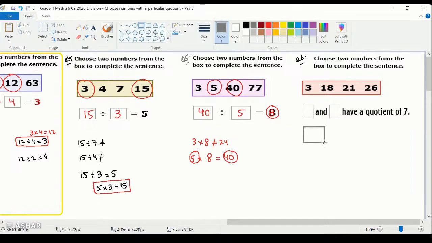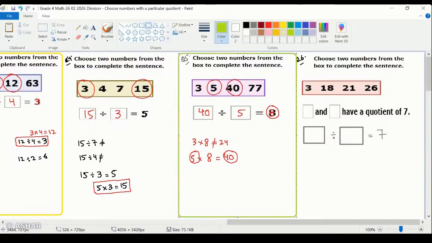This number, the first number, divided by the second number should be equal to 7. These two statements are exactly the same statements, right? So let's try doing the question. We have the numbers 3, 18, 21, and 26.